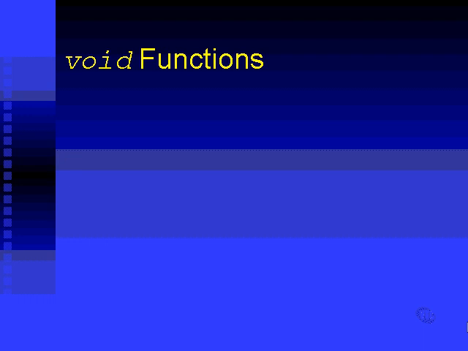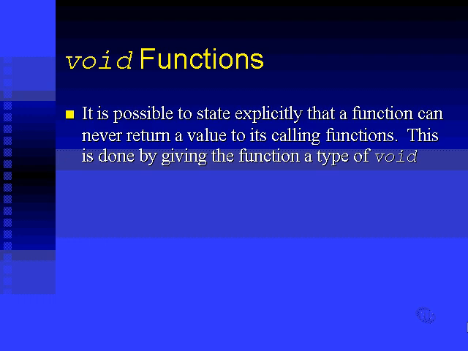Before we go and look at the standard C function library proper, I'd like to mention that there exists a type of function in the standard C library, and indeed ones that we can create as well, called void functions. A void function is as follows. We can state explicitly that a function can never return a value to whatever called it.